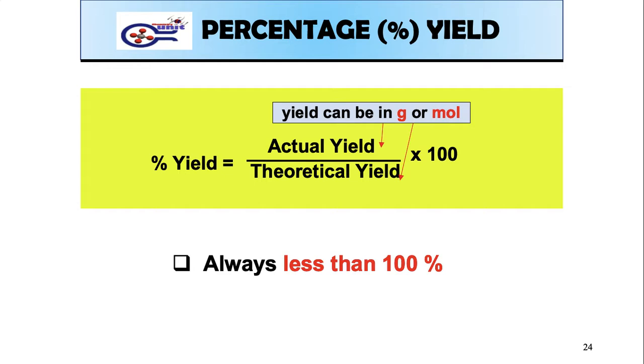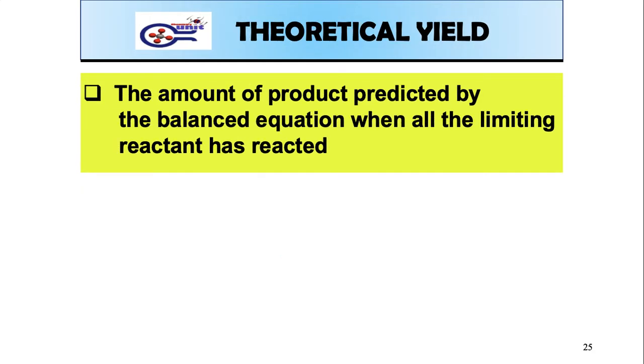Percentage yield is always less than 100%. Theoretical yield is the amount of product predicted by the balanced equation when all the limiting reactant has reacted. So we get the theoretical yield from the equation, and the actual yield from the actual experiment. Usually the actual yield will be given in the question.